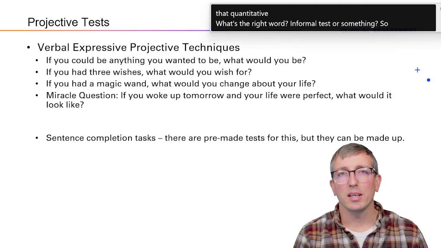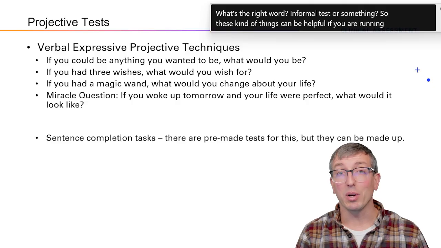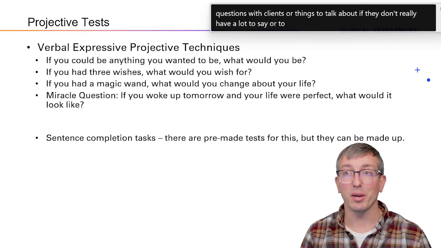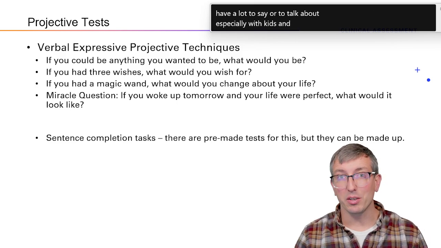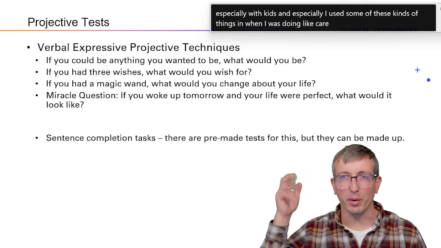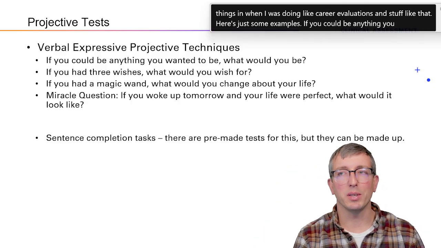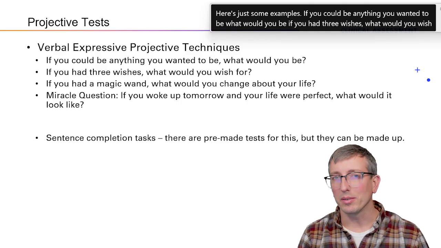So these kind of things can be helpful if you are running out of questions with clients or things to talk about if they don't really have a lot to say. Especially with kids, and I used some of these kinds of things when I was doing career evaluations and stuff like that. Here's just some examples. If you could be anything you wanted to be, what would you be? If you had 3 wishes, what would you wish for?